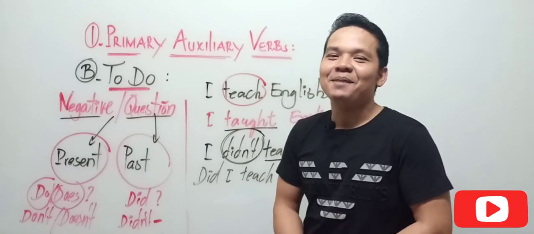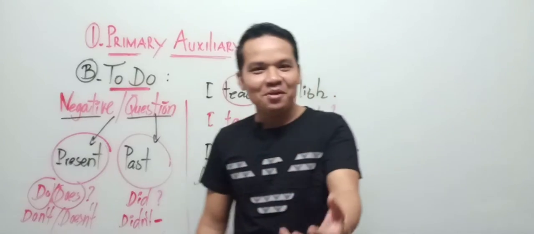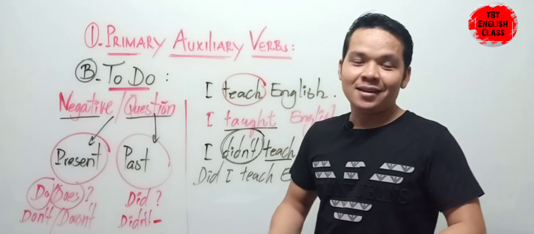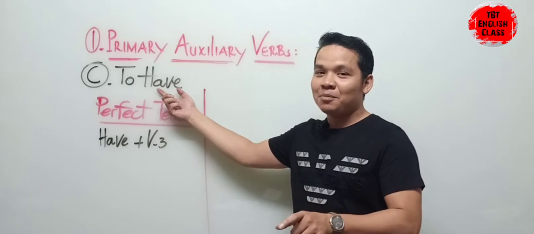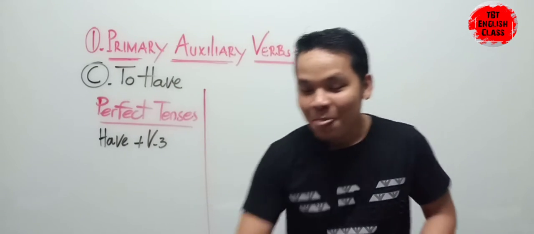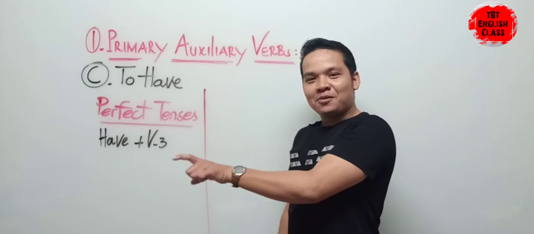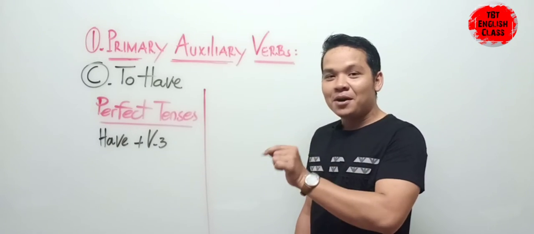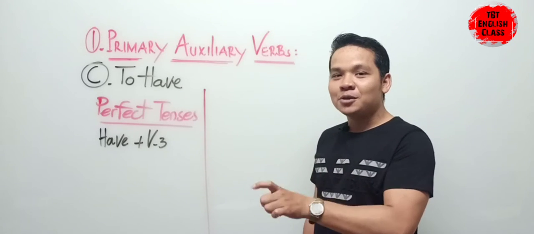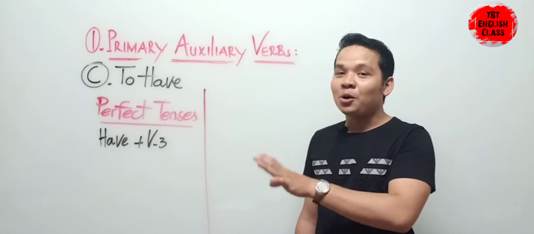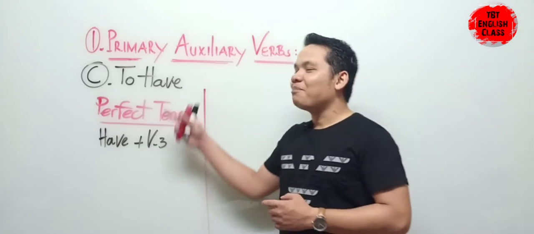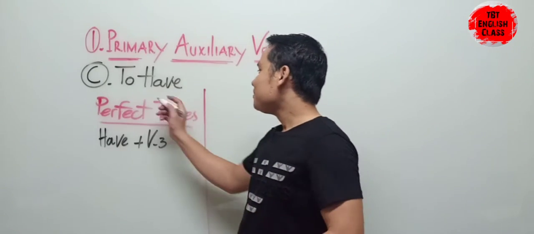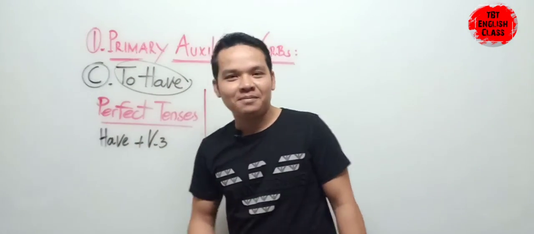Is it easy? Okay, so after this one, let's move to the last one, primary auxiliary verb to have. How do we use primary auxiliary verb to have in a sentence? This is the last part of primary auxiliary verbs, verb to have, after verb to do. Based on the first one, letter A, you learned about verb to be, how to use it with progressive form, passive form, or general condition. And letter B was about primary auxiliary verb to do, which we use to make a simple sentence negative or a question in present or past. But this one is the last for us related to primary auxiliary verbs.